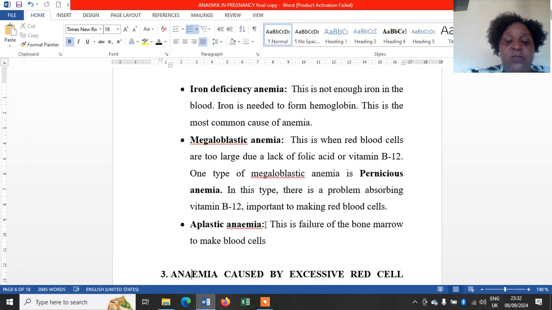Then we can also have aplastic anemia. This is failure of the bone marrow to make the red blood cell due to conditions like infections, genetics, cancers, etc. The bone marrow may fail to reproduce the red blood cells, and this mother will be having what we call aplastic anemia.